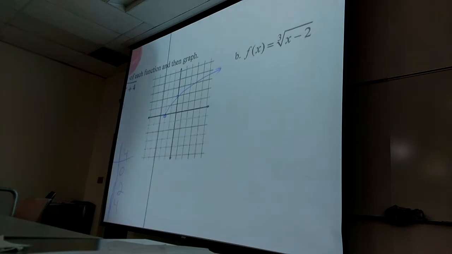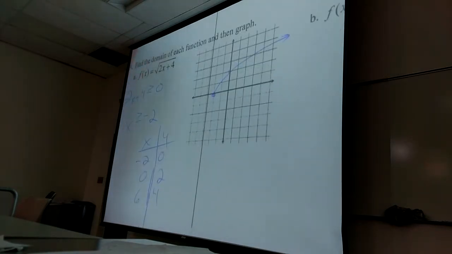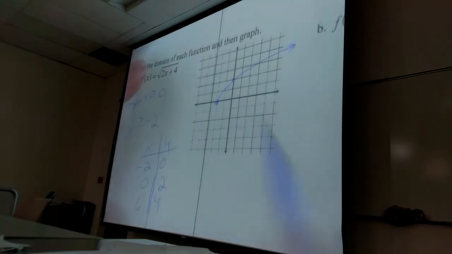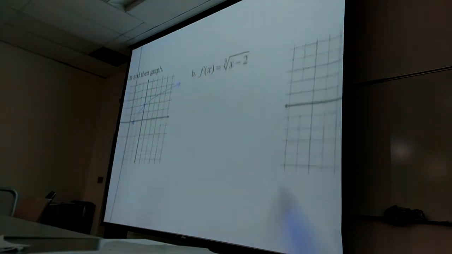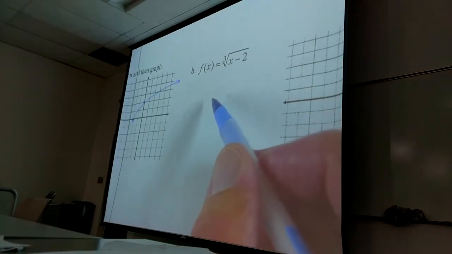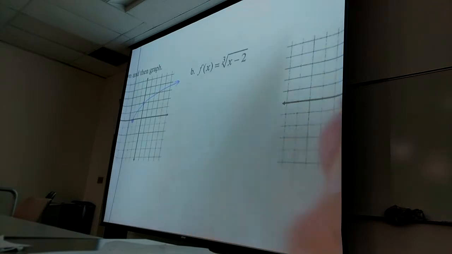Now with B, what's the domain for B? If the x is less than or equal to, it will be the opposite. It would have been this way. What's the domain for this guy? All the numbers. All real numbers. So now you just got to keep plugging x's in that come out with nice outputs.